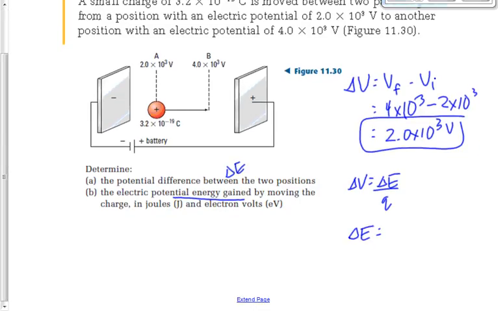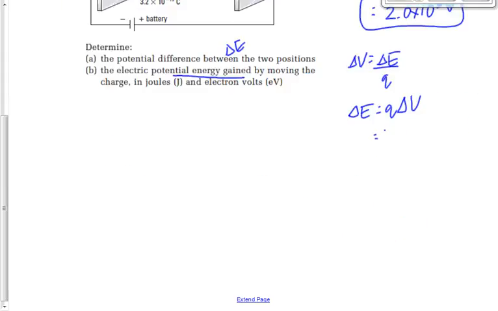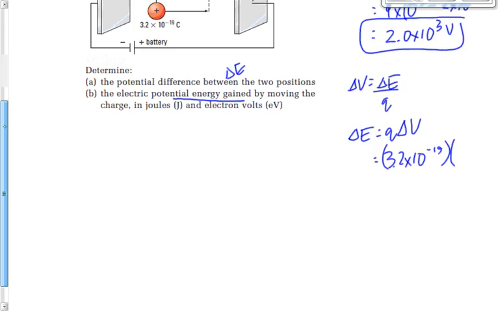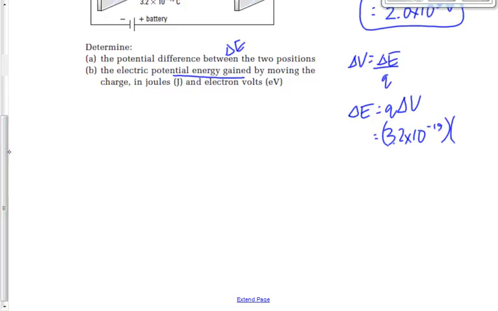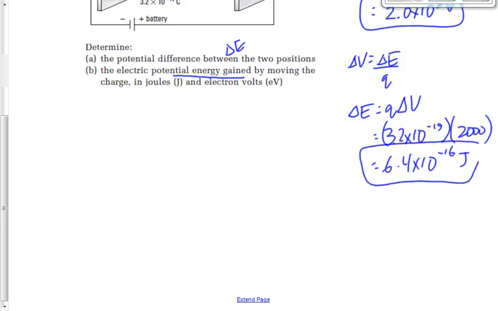We're going to rearrange that now to solve for delta E. Q goes up by multiplying. It becomes Q times delta V. Q was 3.2 times 10 to the minus 19. And delta V, we just found, was 2 times 10 to the 3. That's going to be in joules, right? Because we're using standard units through this problem, we're going to get standard units for our answer, which is joules.